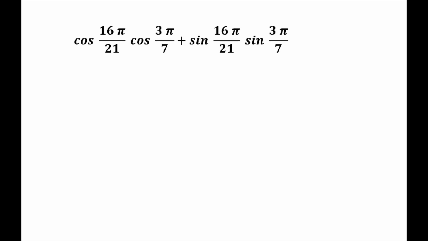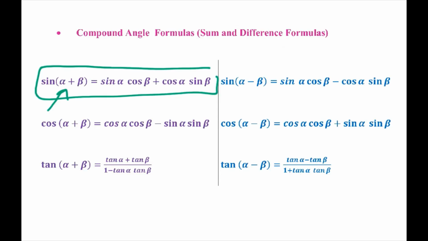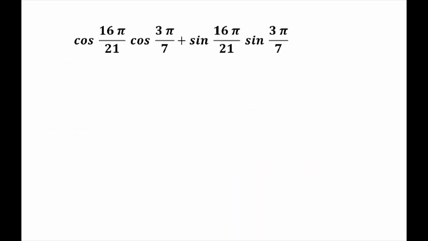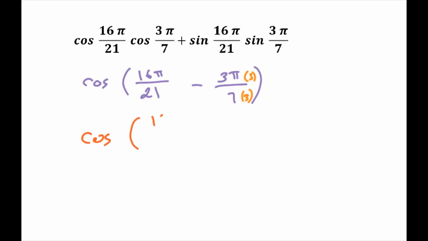What about this one? Cosine multiplied by cosine plus sine multiplied by sine. Think about it. Which formula are we going to use? This one, right? Cosine of the difference of two angles. Cosine of 16 pi over 21 minus 3 pi over 7. Now let's subtract these two angles. I'm going to multiply here by 3, here by 3 to have the same denominator. And that's going to be cosine pi over 3.